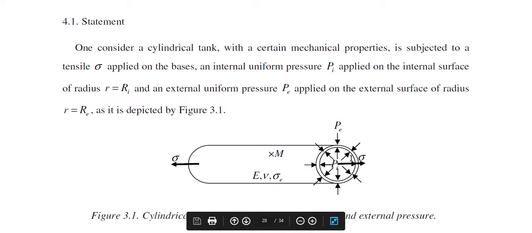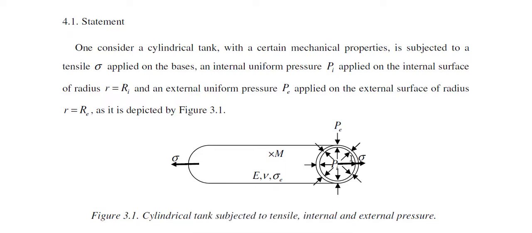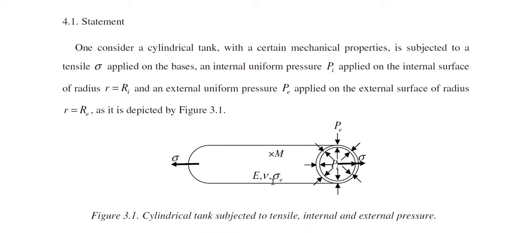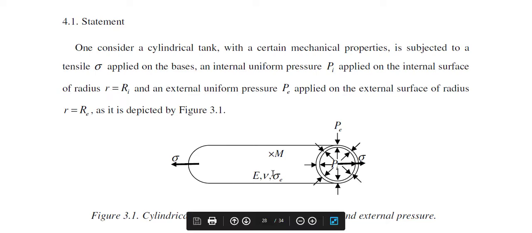Okay, let's go. Well, as you can see in this figure, a cylindrical shell is considered. It can be a tank or a pipe. And you can notice that this cylindrical shell is made of a material characterized by a certain number of mechanical properties, which are the Young modulus E, the Poisson's coefficient nu, and the yield strength sigma E.